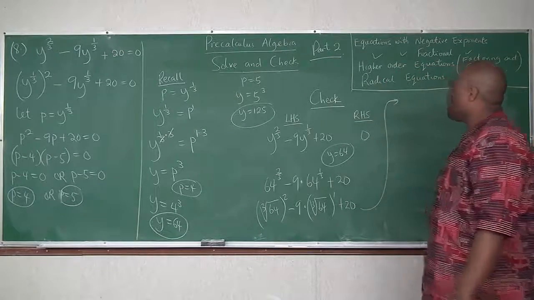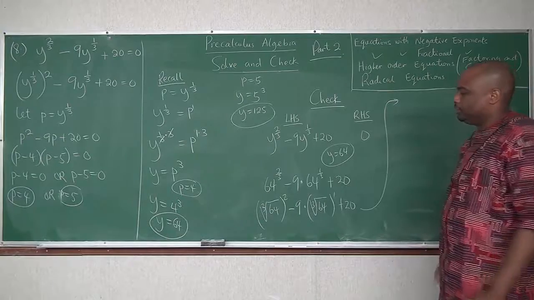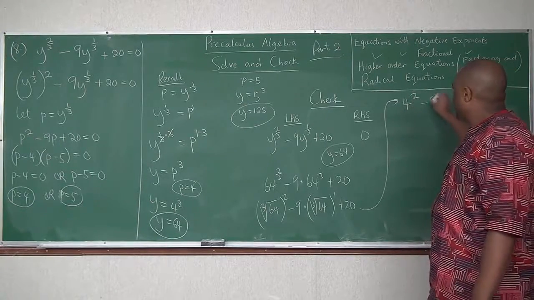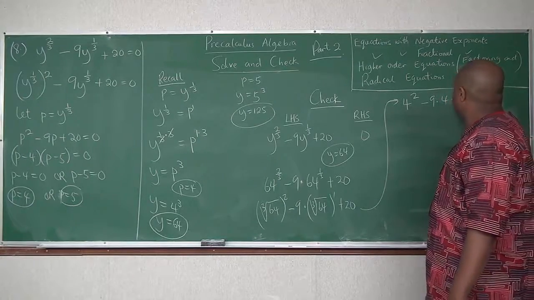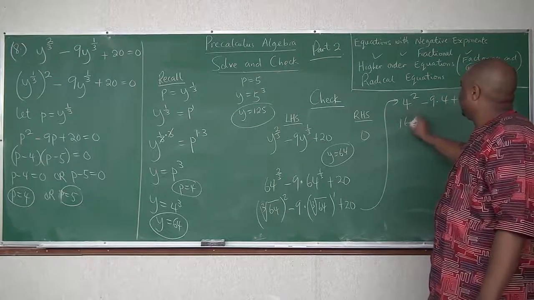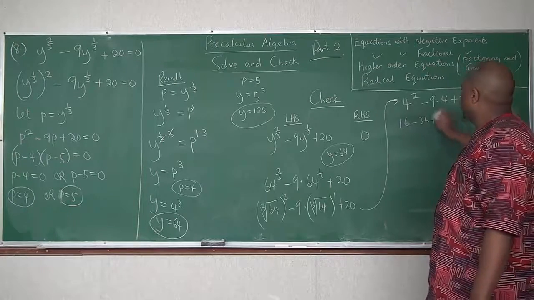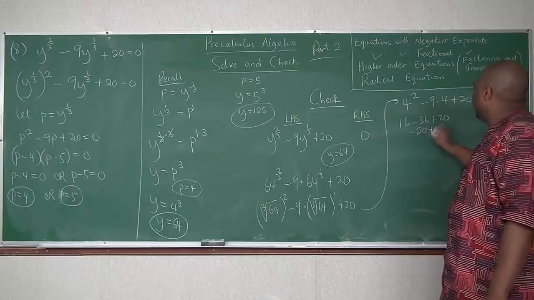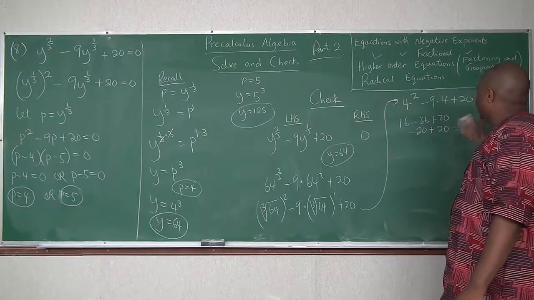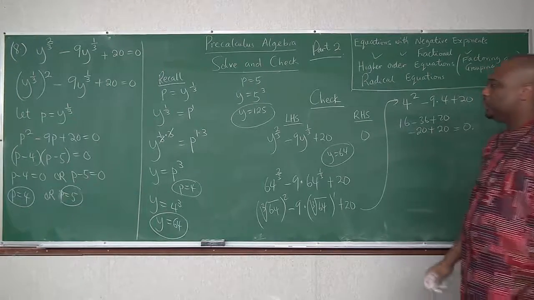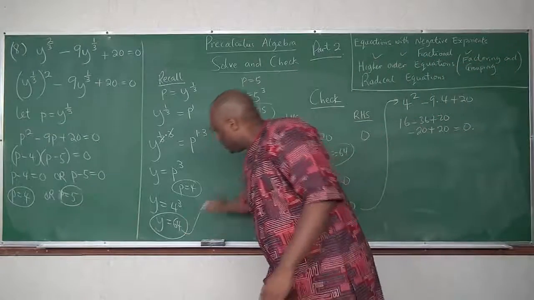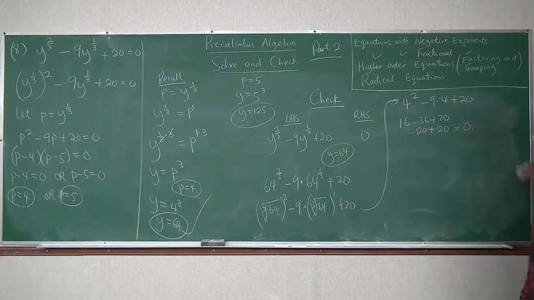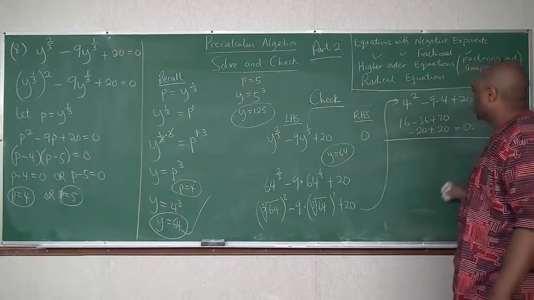The cube root of 64 is 4. So 4 squared minus 9 times 4 plus 20, and that is 16 minus 36 plus 20. This is negative 20 plus 20, which gives us 0. So this works. y equal to 64 works. Let us do the same thing for y equal to 125.